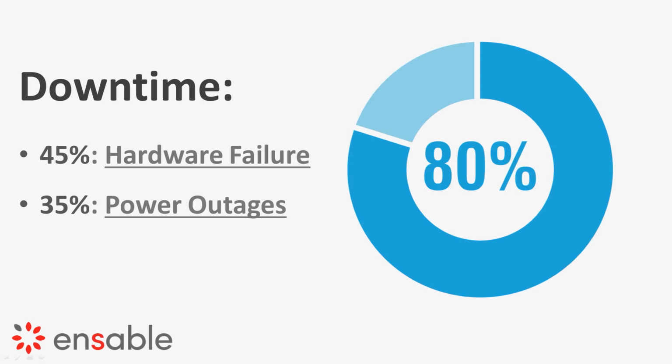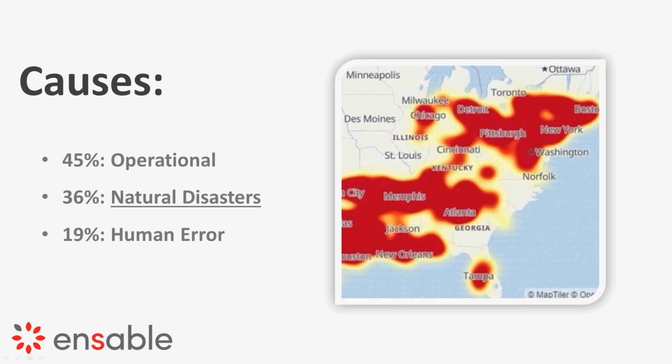Before we talk about the strategy, I just wanted to provide some background and some context to today's discussion and help you understand the impact that weather has on downtime. Now, 80% of all downtime can be attributed to two things. It's either a hardware failure or a power outage. Hardware failures are attributed to about 45% of the outages, and 35% are due to power outages. Now, the causes of these two instances can be broken down into three areas. 45% is operational, 36% is natural disasters, and 19% is human error.